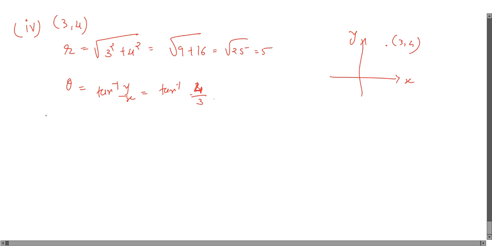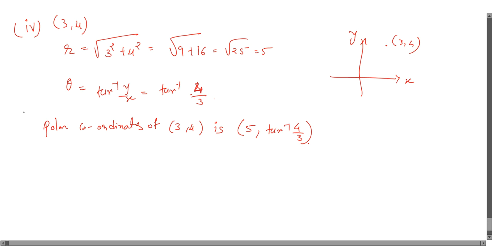Okay, so the polar coordinate of (3, 4) is: distance is 5 and angle is tan inverse of 4 by 3. Okay, so this is one side.